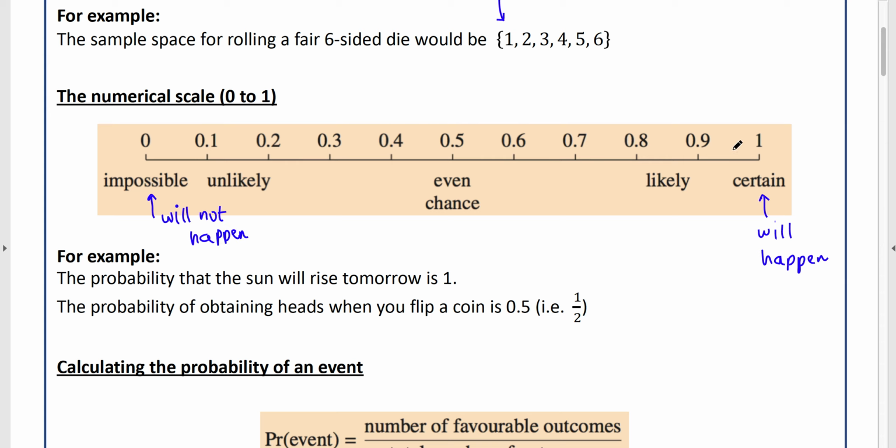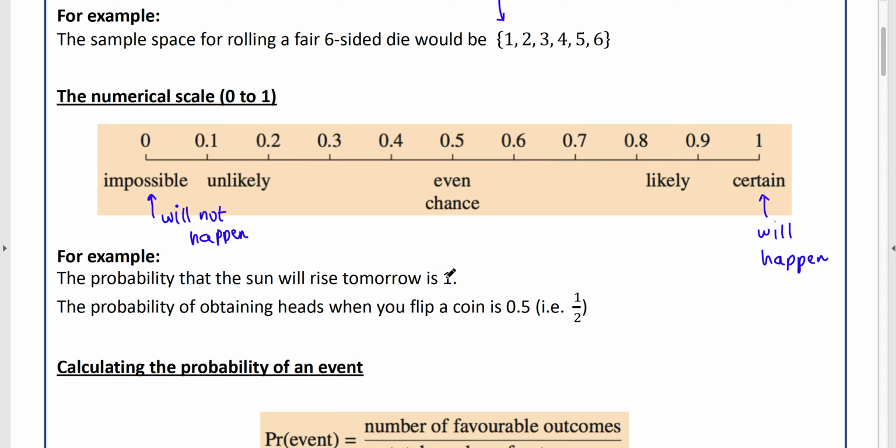Because we're working with a scale, that means that right in the middle we have an even chance. So this is like tossing a coin. Half the outcomes are heads and half the outcomes are tails. So you have a 1 in 2 chance, and that's what's listed underneath.